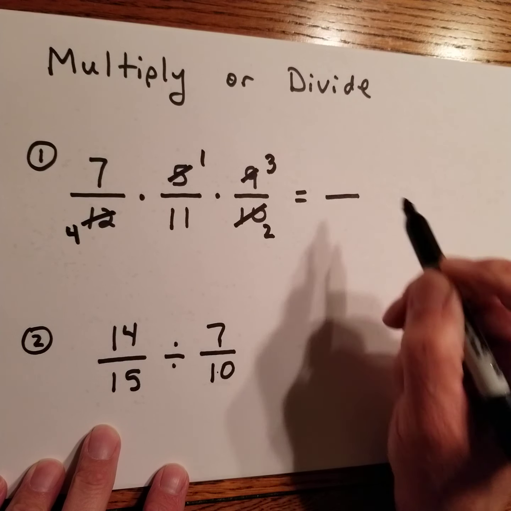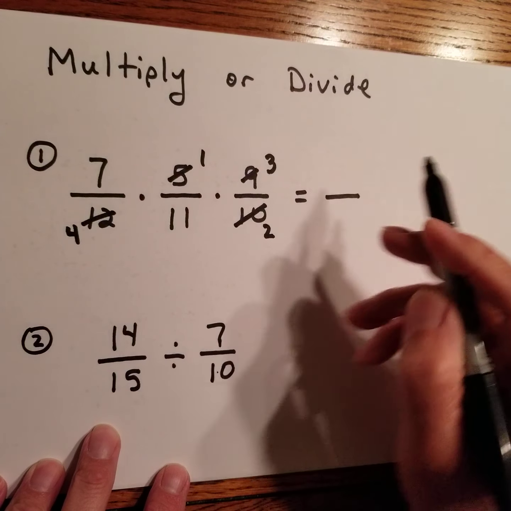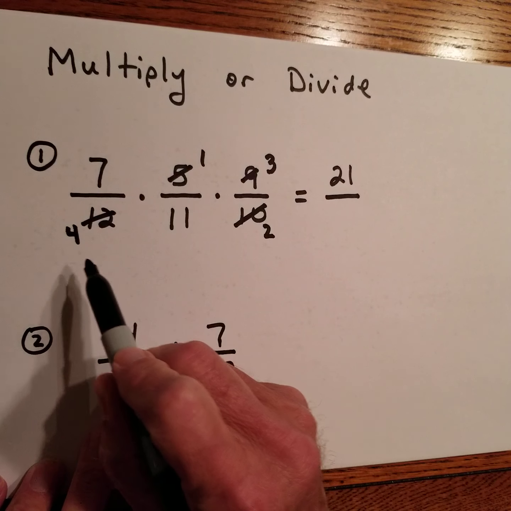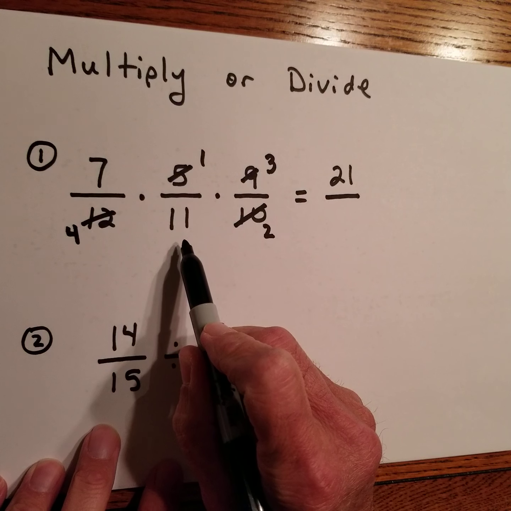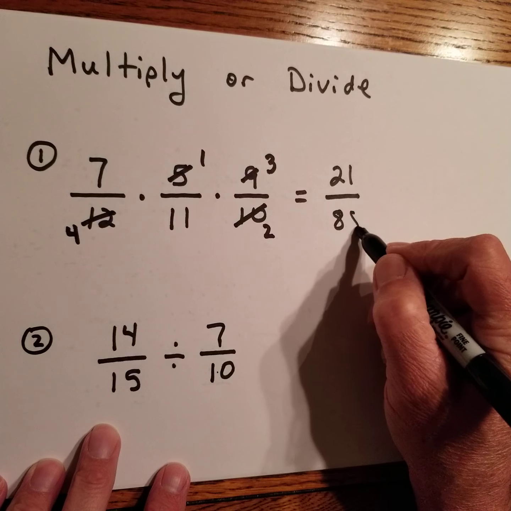Now multiply the tops. 7 times 1 is 7, times 3 is 21. And the bottoms. 4 times 11 is 44, times 2 is 88.